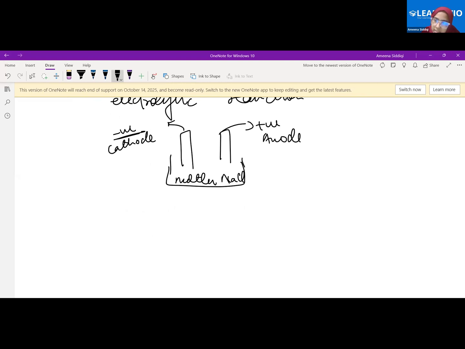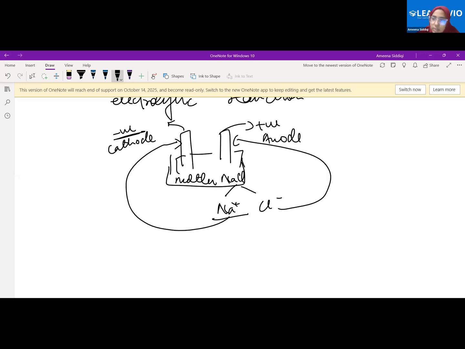Once the current passes through this, don't you think it will change to Na plus and Cl minus, because it is in the molten form? Once the current starts passing, this Na plus will be attracted to the negative one, which is the cathode. Cl minus will be attracted to the positive one, which is the anode. So at cathode, what will happen? Cathode is negatively charged, right? So sodium plus will take one electron from the cathode. It was positively charged. It gains one electron back and forms a sodium element, a metal. Is it clear?